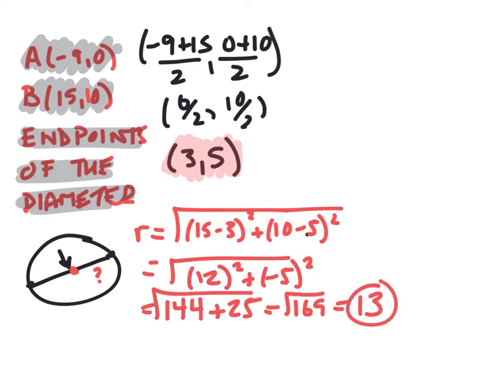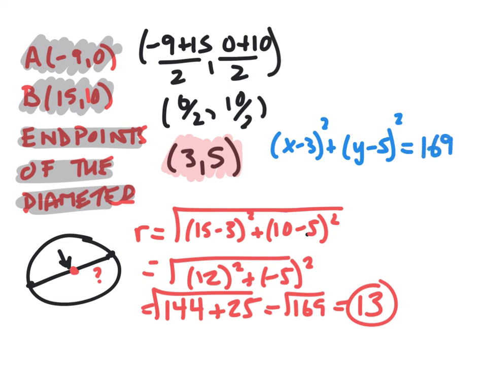So we're ready to write this out now. Let's do a quick color change. Here we go. So it would be x minus 3 squared plus y minus 5 squared equals 169.